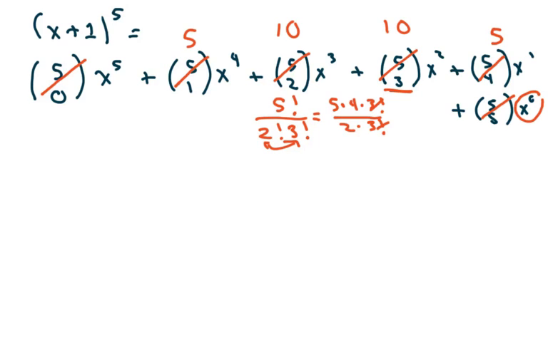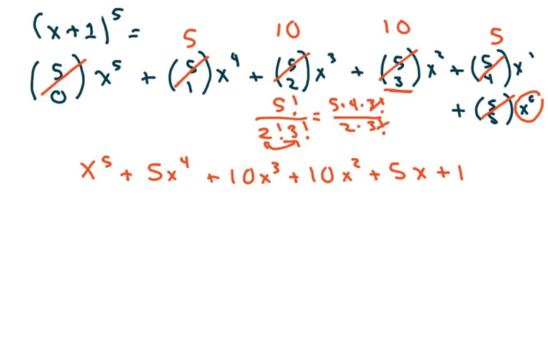So your answer is going to be x to the fifth plus 5x to the fourth plus 10x cubed plus 10x squared plus 5x plus 1, because that's 1 and that's 1, 1 times 1. And again, like I said, I'm treating the ones a little differently because they're kind of easy. And let's do the next one. We have x minus 1 to the fifth.